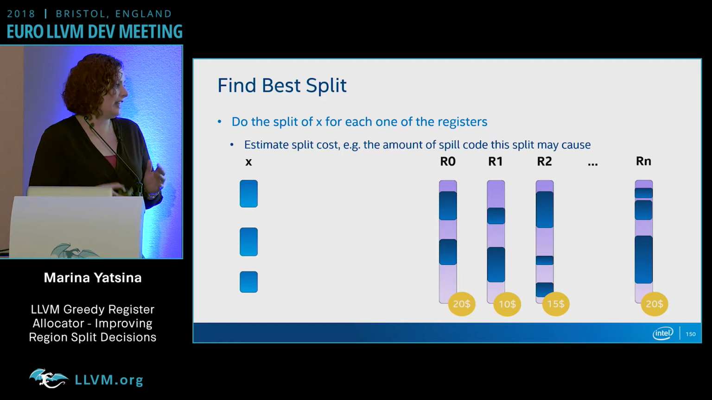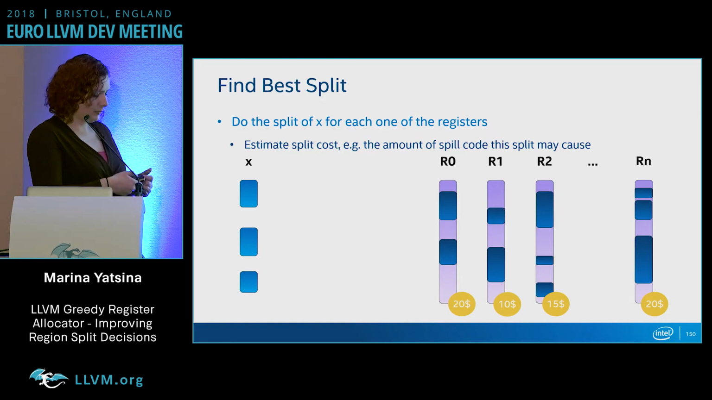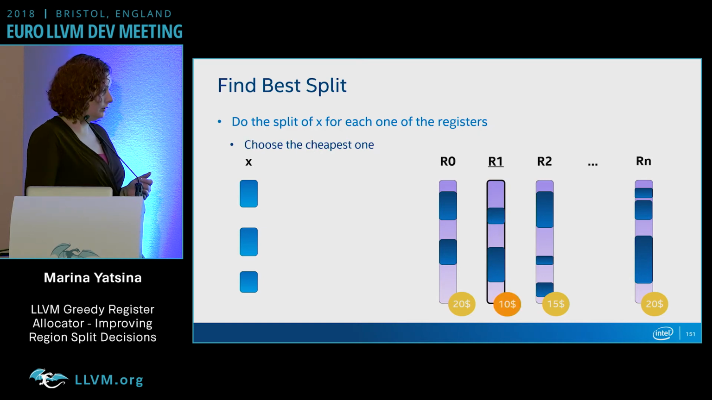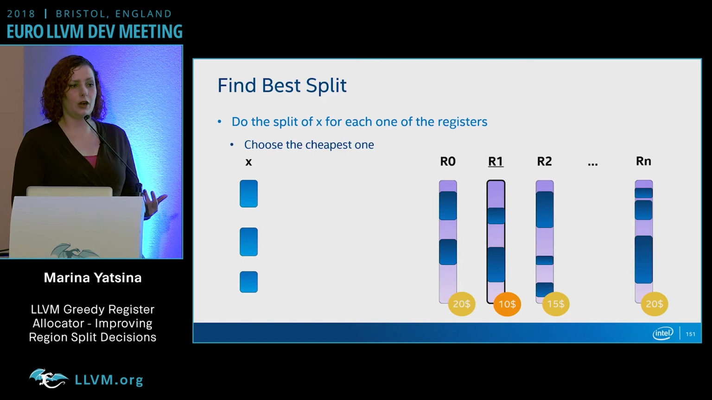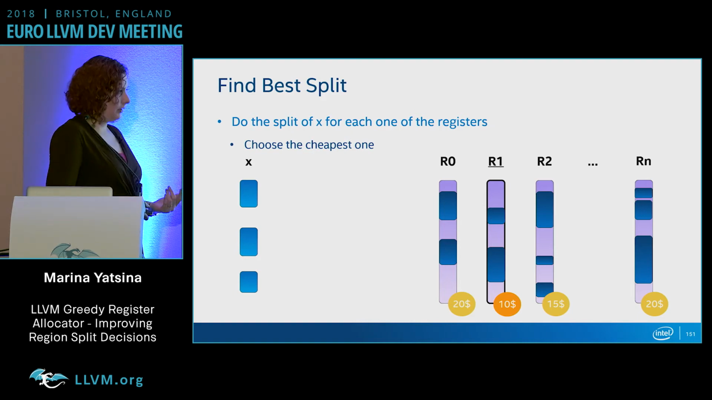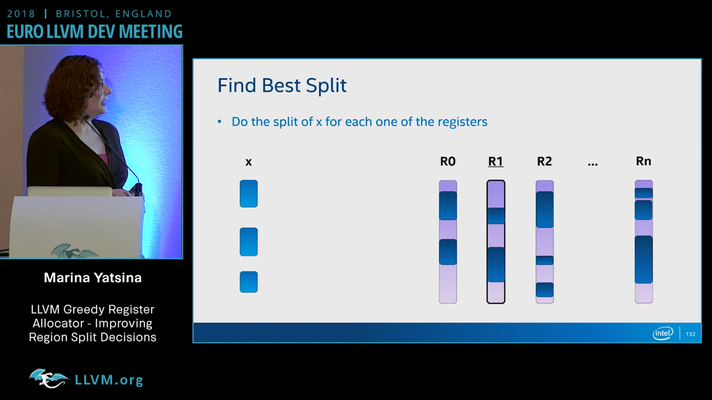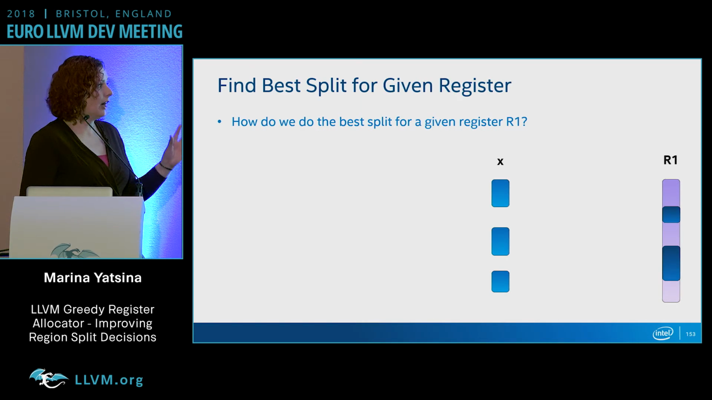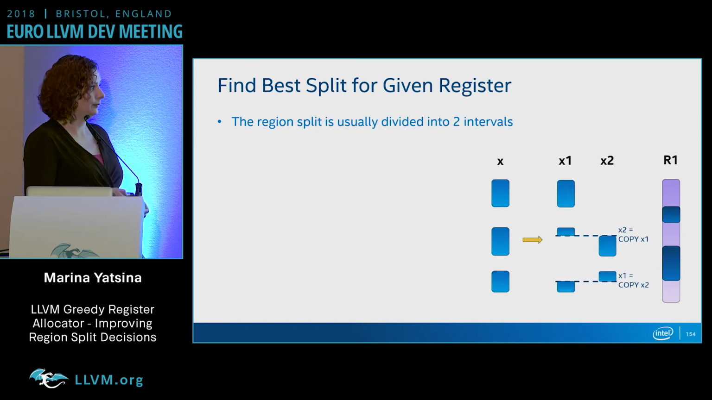Maybe we want to improve that. But again, each split has a cost, and we're going to choose the split with the lowest cost, and this is the split that we're going to do. But, sorry. Now, how do we split x the best way we can for a given register? How do we split x the best way we can to fit the empty spaces of R1?